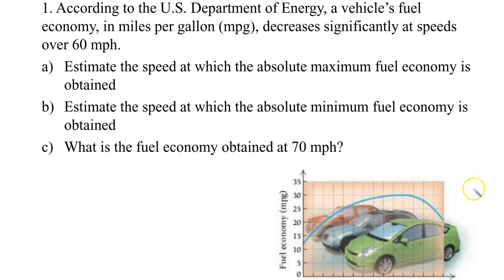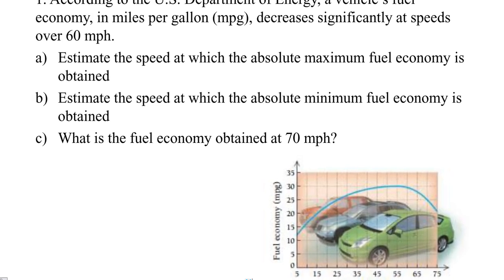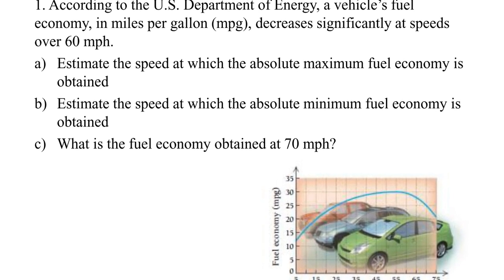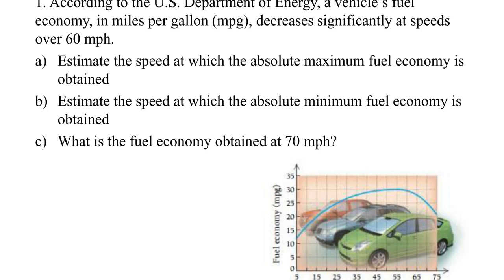So let's start by looking at a graph here. It says, according to the U.S. Department of Energy, a vehicle's fuel economy in miles per gallon decreases significantly at speeds over 60 miles per hour. And I'm going to try to make this graph a little bit larger. Okay, this is speed in miles per hour.